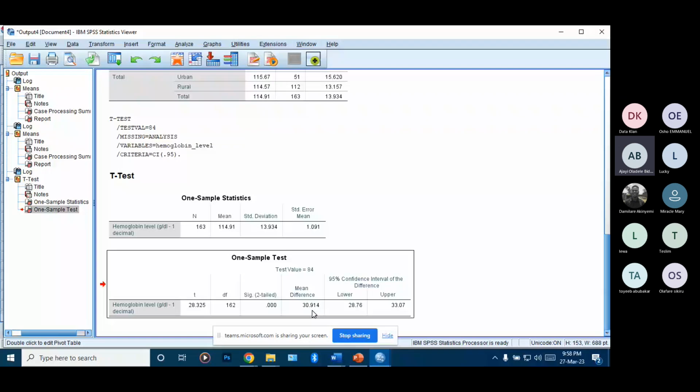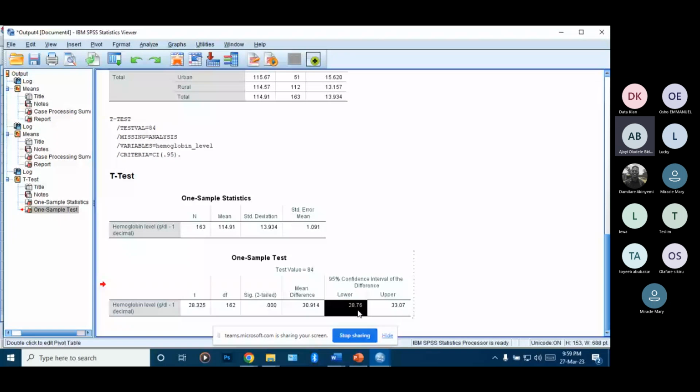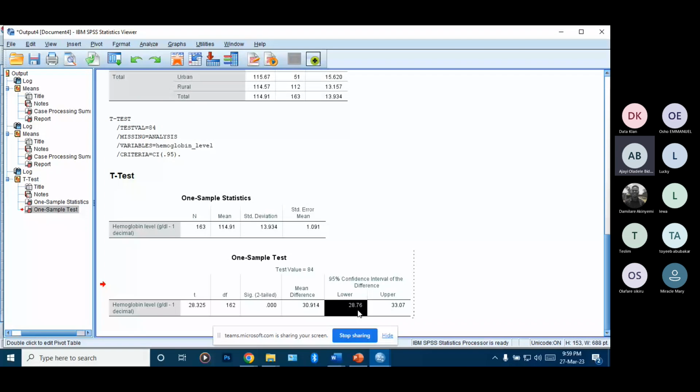Now, the confidence interval for the mean difference is what we have here, okay? And it shows that we are 95% confident that the difference between the means is as low as 28.76 and as high as 33.07.